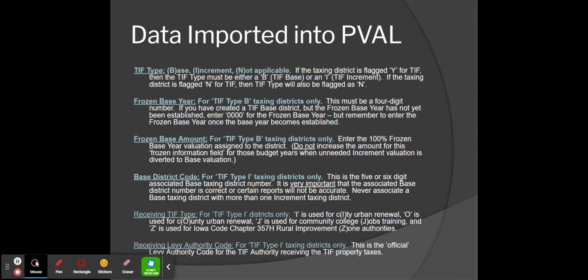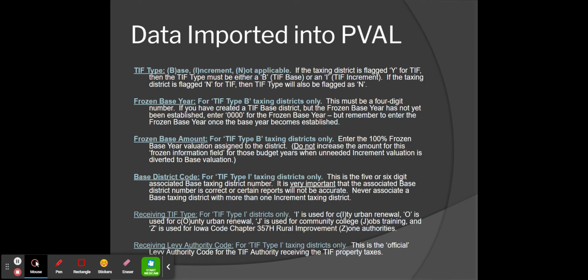Frozen base amount. So for those base districts, again, you enter the 100% frozen base year valuation assigned to the district, and that should remain the same in almost all cases. You don't increase the amount for the frozen base field for those budget years when unneeded increment is diverted to the base. Really, your frozen base is most likely to change if that actual value that is included in the TIF, if there's a portion, for instance, that is amended out of the TIF and is no longer part of the TIF calculation.